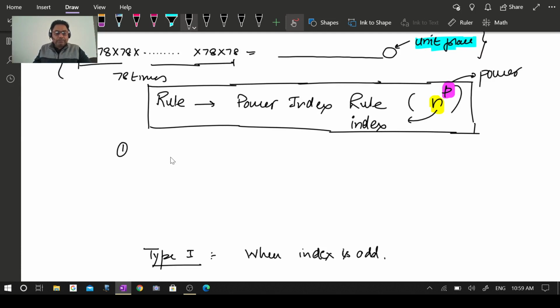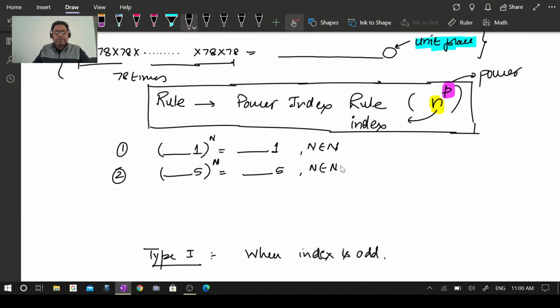Point number one. See guys, any number ending with 1 and raised to the power any natural number would always end with 1, right? I'm writing n belongs to natural. Similarly, any number ending with 5 raised to the power natural would always end with 5 for n belonging to natural, right? So for example, I say what is 21 to the power 7815 in the unit place. Don't worry, unit place would be 1. Similarly, I say what is 125 raised to the power 31. Unit place would be 5.